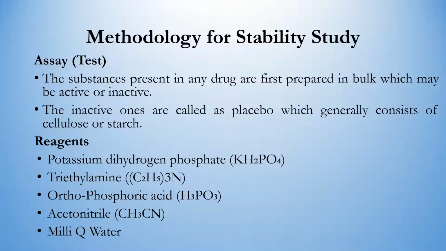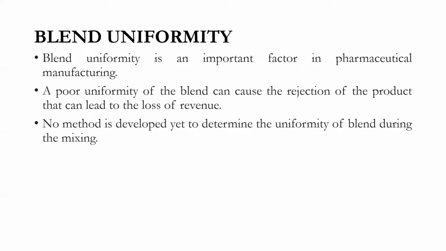First, we need to go for the assay. In this test, substances present in any drug product are first prepared in bulk, which may have active and inactive components. The inactive ones are known as placebo, which consists of cellulose, and also starch. Some reagents for assay are potassium dihydrogen phosphate, orthophosphoric acid, triethylamine, acetonitrile, and molecular water.